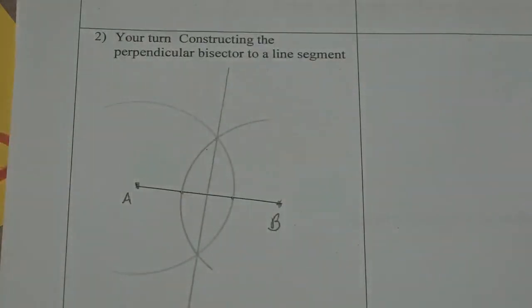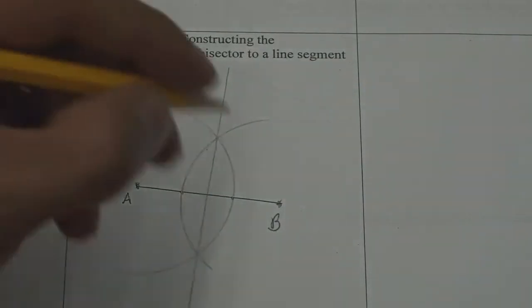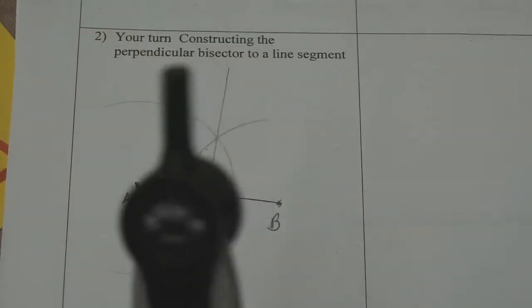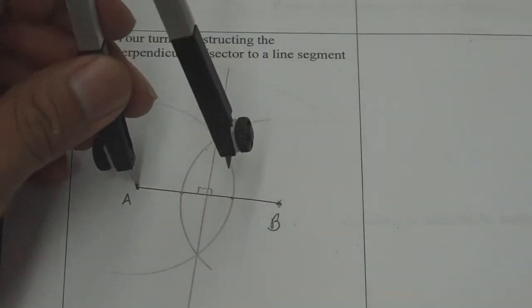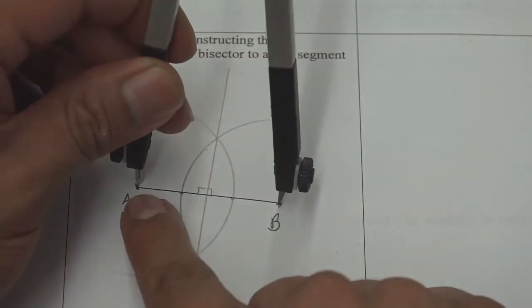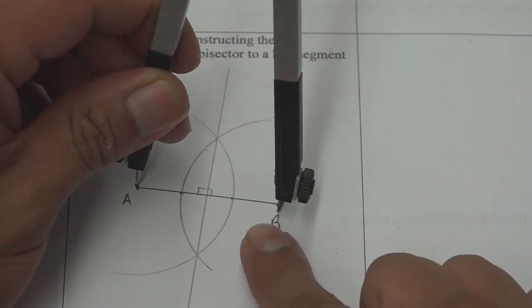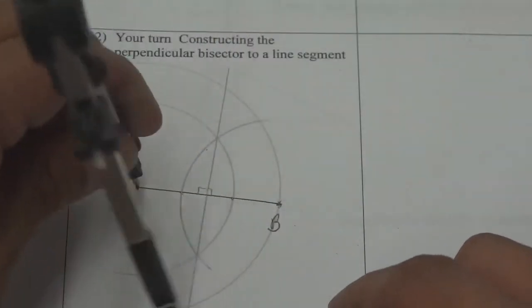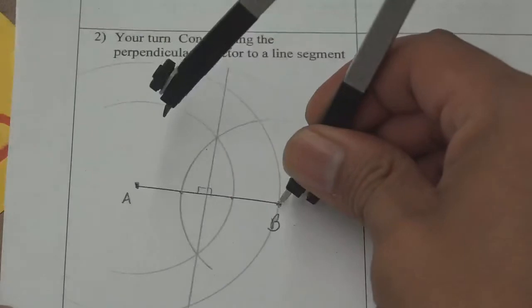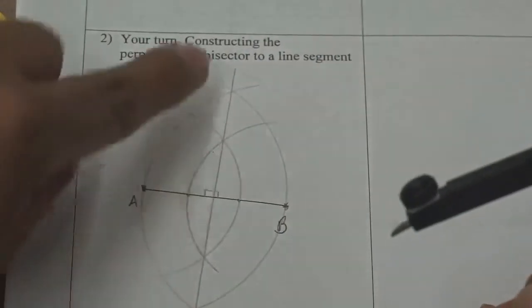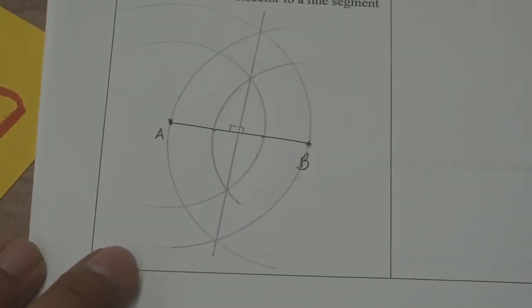And this, my friends, is also your perpendicular bisector. 90 degree angle right here, 90 degree angle right here. Now it works because when you were doing the construction of the equilateral triangle, you opened it to the measure of the segment, and you constructed a circle. And without changing the length of the compass, you went to point B and you did the same thing. Look, see that? They will intersect.